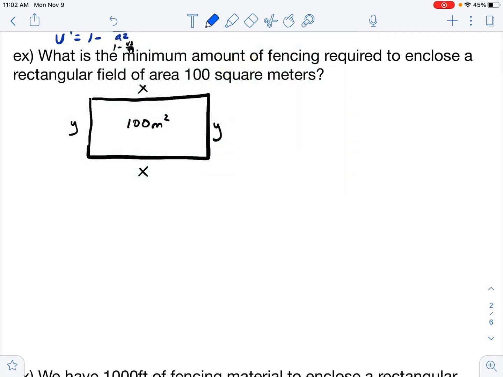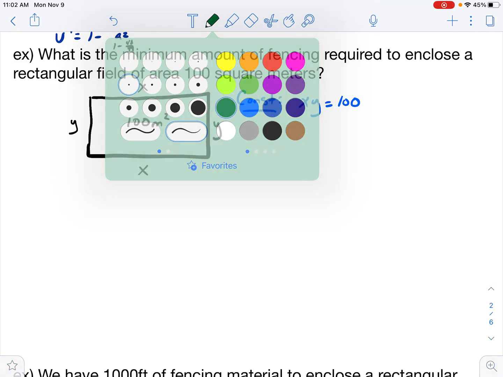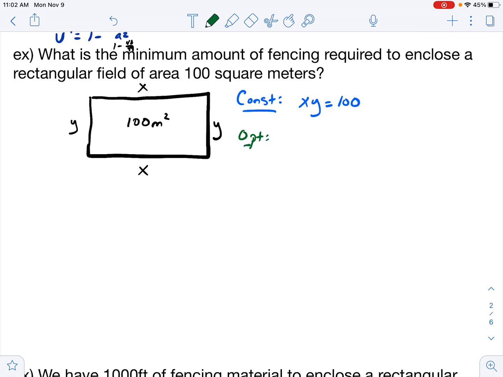Now that I have some variables here, I can build that equation for the constraint. How do we find area? We multiply the dimensions. So here, x times y needs to equal 100 square meters. There's our constraint, set equal to a constant. Now the optimization, what are we looking to minimize? Here we want the minimum amount of fencing required to enclose this rectangle.